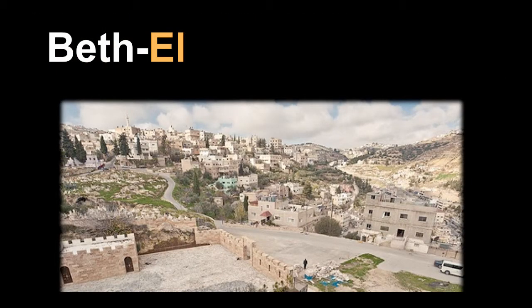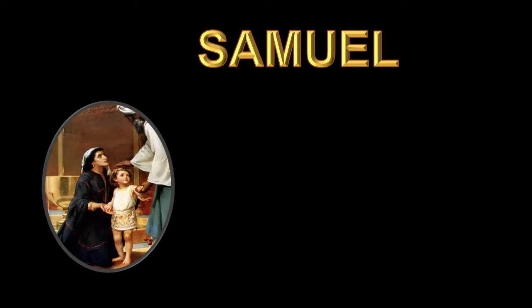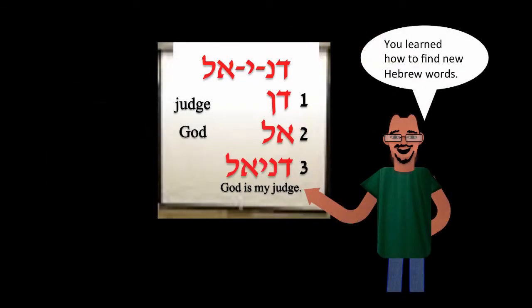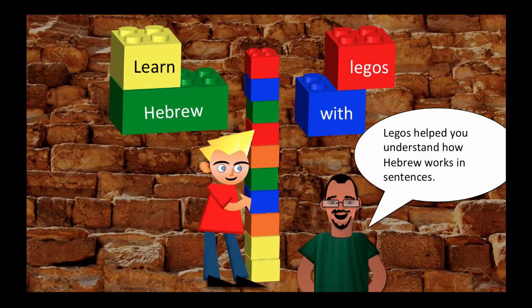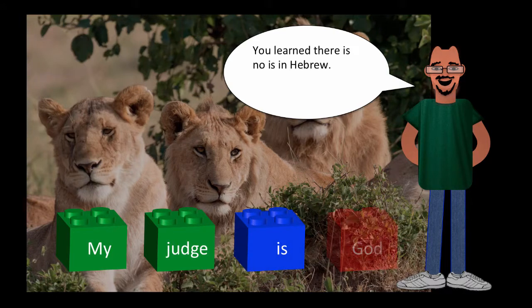Now, it's also in a city, Bethel, house of God, and also in Samuel, which means heard of God, Shemuel. And you've learned how to find these Hebrew words and names. And the Legos have helped you understand how Hebrew works in sentences. And we have a course on that you can take after this that explains Hebrew grammar through English. And you learn that there is no is in Hebrew.